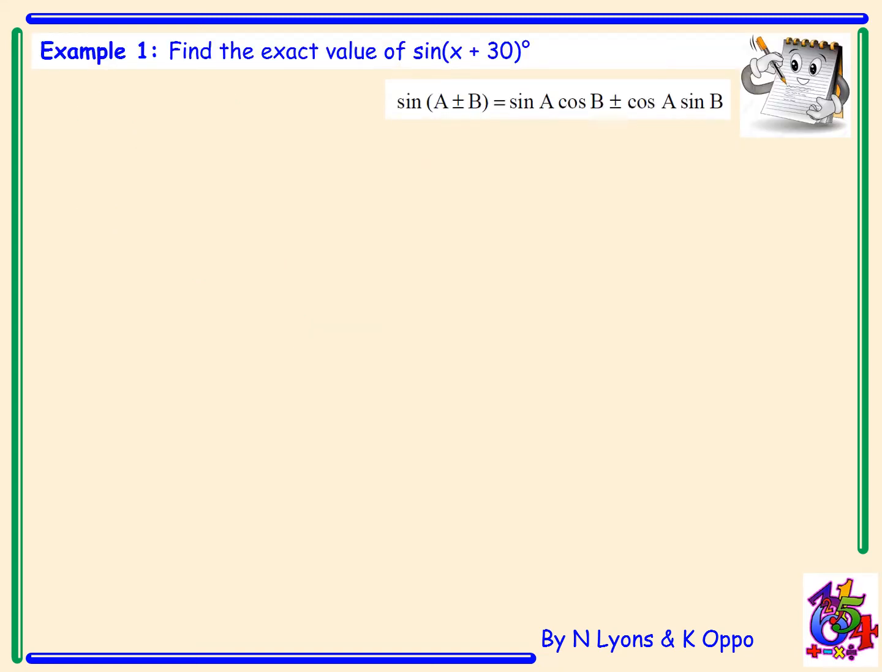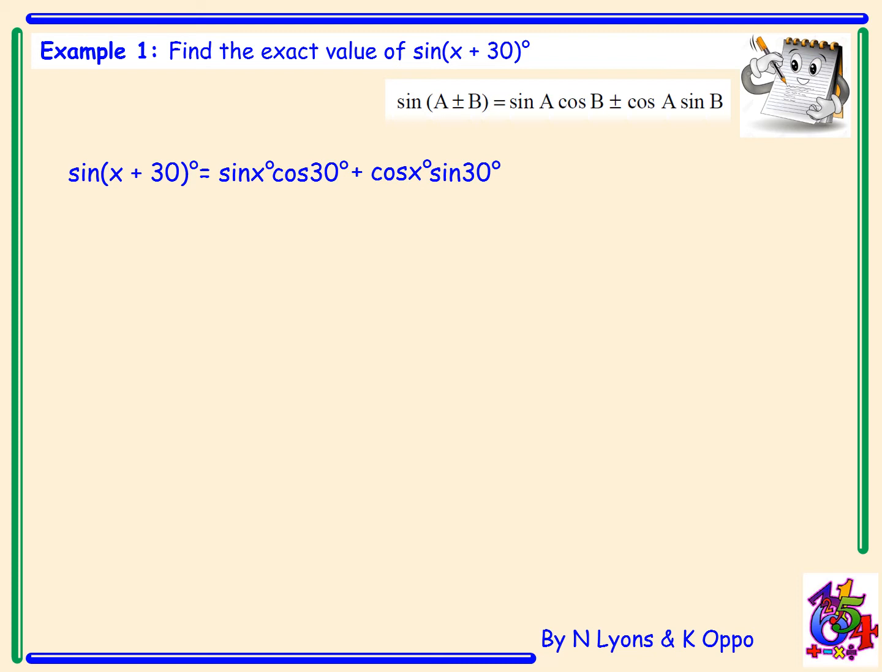Example 1. Find the exact value of sine of x plus 30 degrees. So this here is a compound angle, so we need to use our sine expansion. To start it off, sine of x plus 30 equals sine of x cos of 30 degrees plus cos of x sine of 30 degrees.